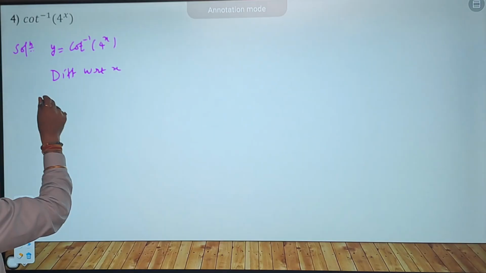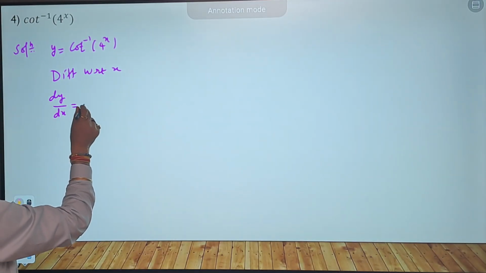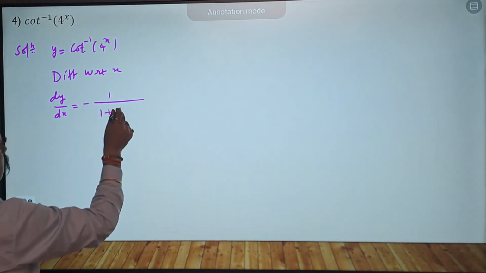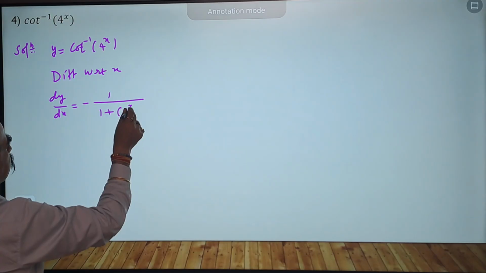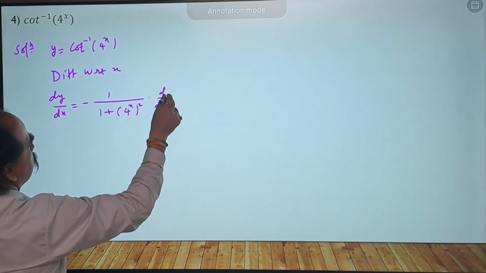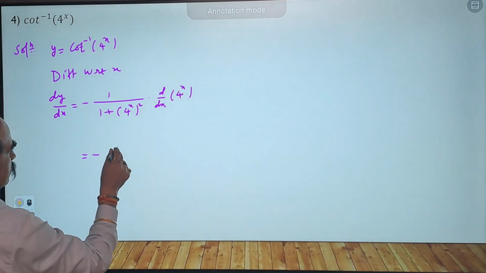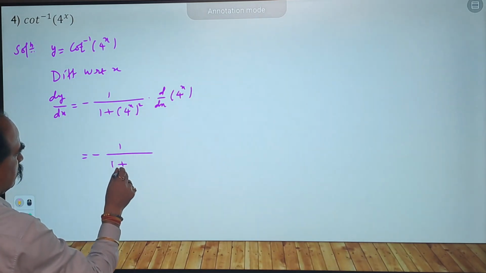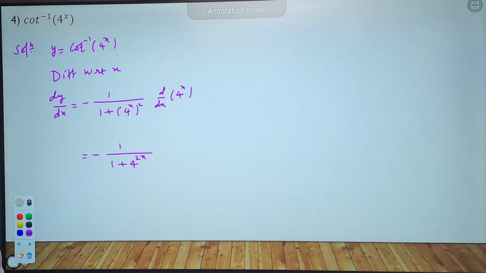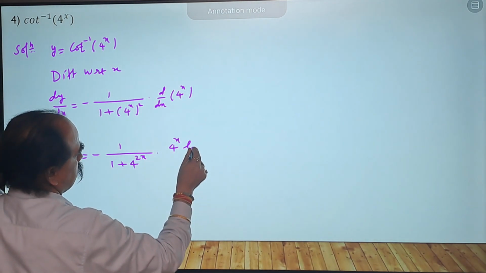Differentiating with respect to x. dy/dx is minus 1 upon 4 raised to x square into d/dx of 4 raised to x. Four raised to 2x. Derivative of 4 raised to x is what? 4 raised to x log 4.